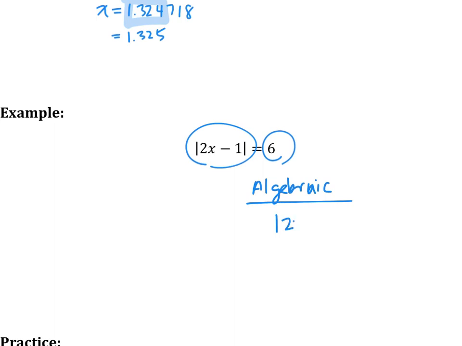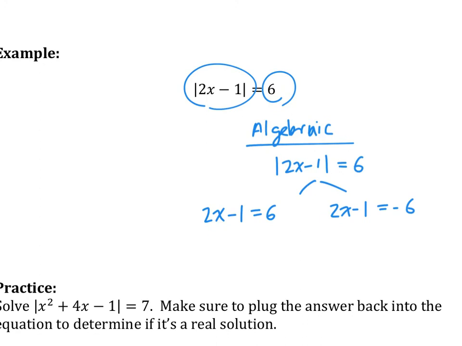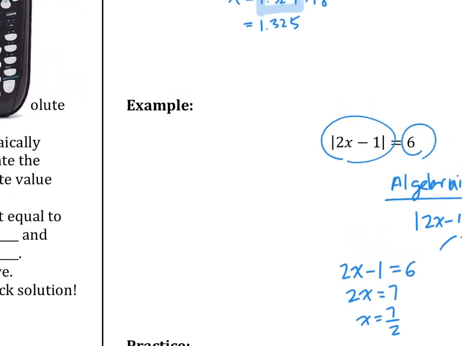So absolute value 2x minus 1 equals 6. What we can do is first take out the absolute value bar, so 2x minus 1 equals 6. And then we take off the absolute value bar, but then we make the number negative. And then we solve. 2x equals 7, x equals 7 over 2, or 2x equals negative 5, x equals negative 5 over 2. So 2 answers. Now we're going to look at how to solve this graphically.